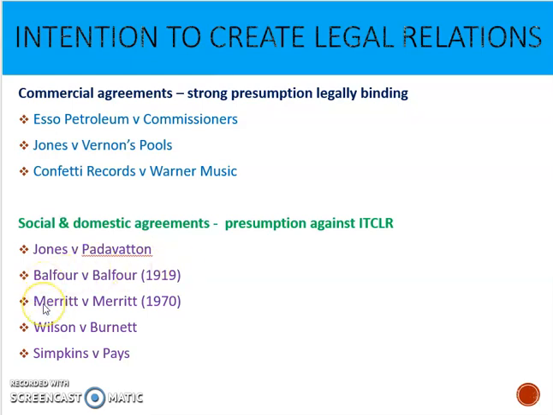Balfour and Balfour, Merritt and Merritt, Wilson and Burnett, Simpkins and Pays are all really nice ones to look at, because sometimes a social or domestic agreement can become a legally binding contract, if there's written agreements where the parties have separated, etc. And your cases give you the rules on those. And once again, this topic could come up as an evaluative essay, or it could be a scenario where you've got characters and you've got to advise whether they're meeting intention to create legal relations requirements.